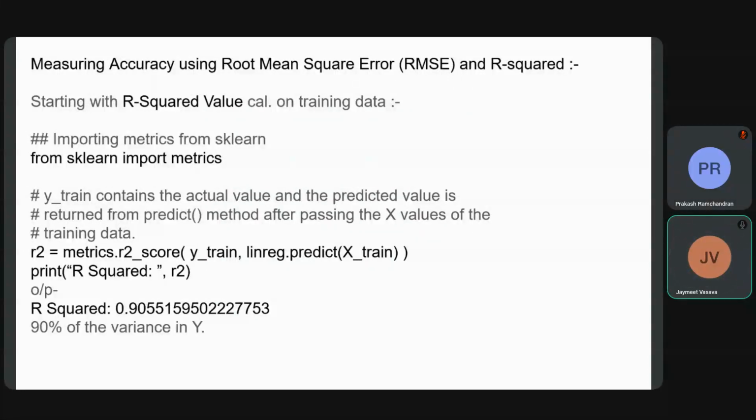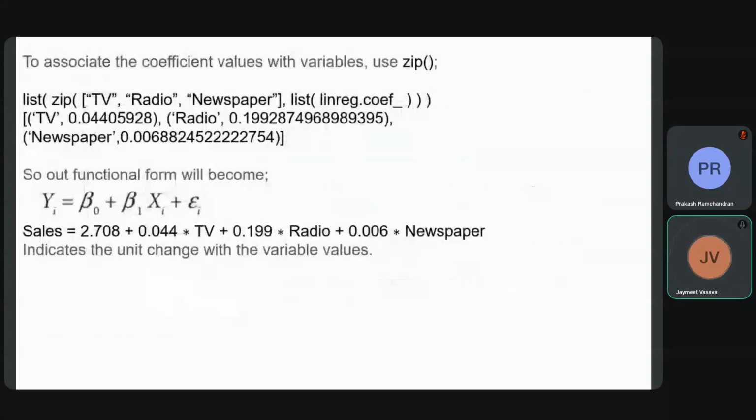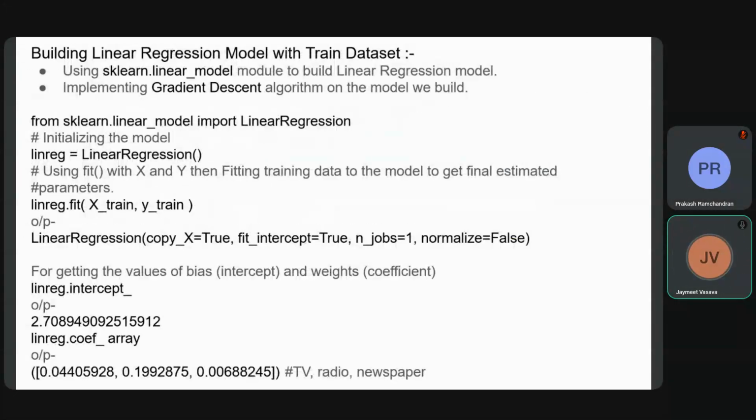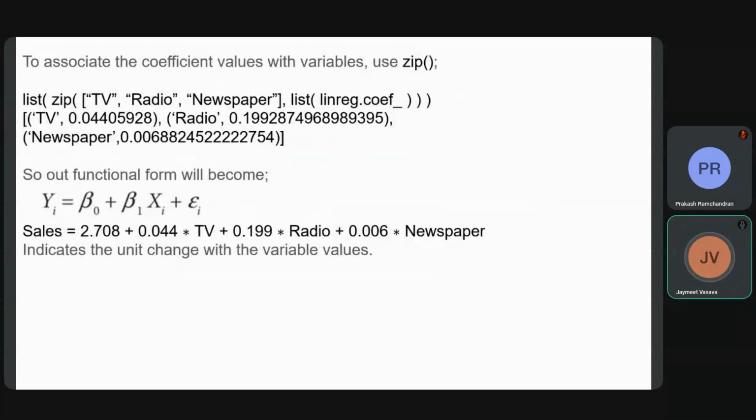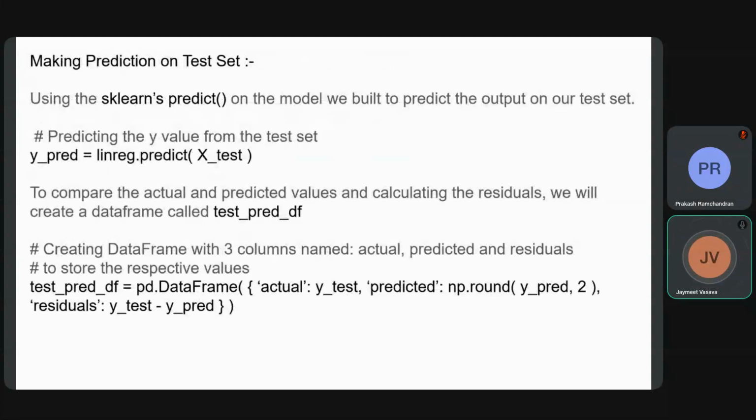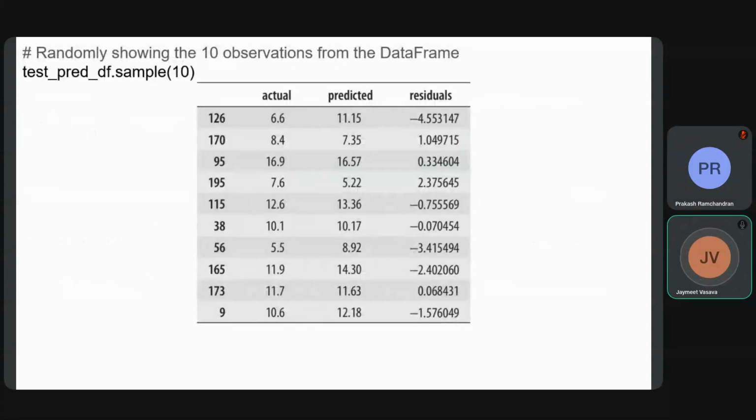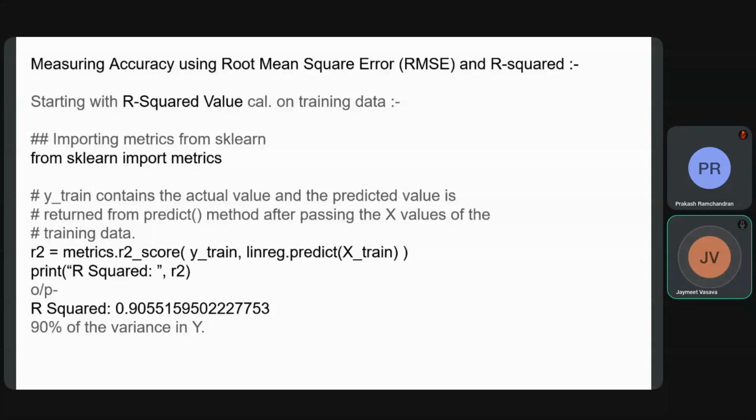So as we have trained the model here, we got the values and made the predictions. Now we will be checking how accurate our predictions are. So we'll be checking the accuracy of the model that we have built. First we will be using the R2 score.